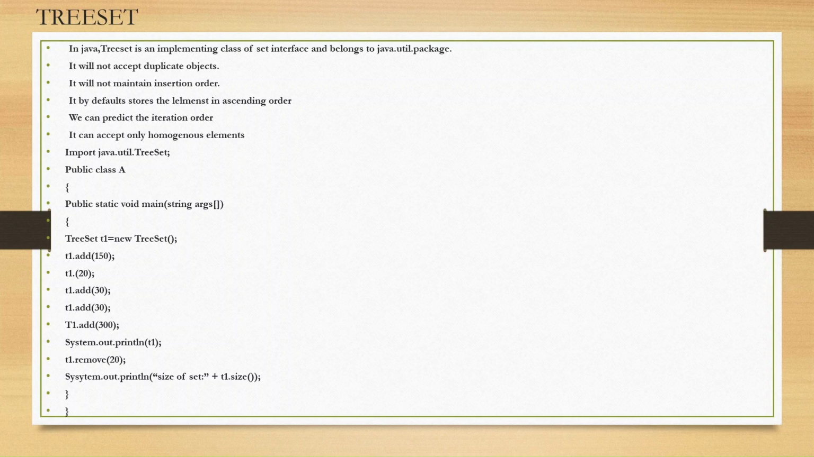It can accept only homogeneous elements, that is similar type of elements, and you can just import the java.util.TreeSet module, and you can create a public class A, wherein you can store all the TreeSet values, and TreeSet values have to be a similar type of values. So if you're taking integers, you have to give the values as integers as it is homogeneous, or if it is string, it has to be a string, and so on. So you cannot use float and double values in one kind of tree. And you can use the normal add and remove functions, and you can also print the TreeSet.